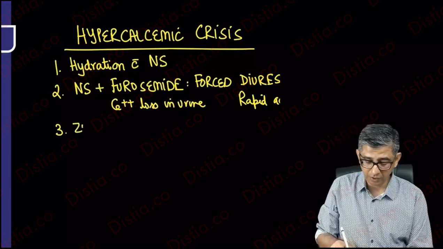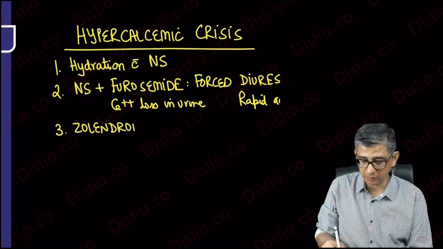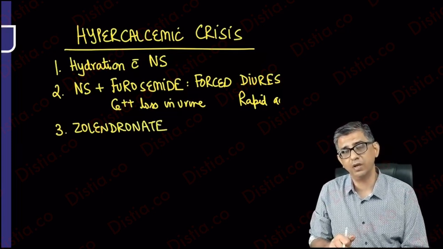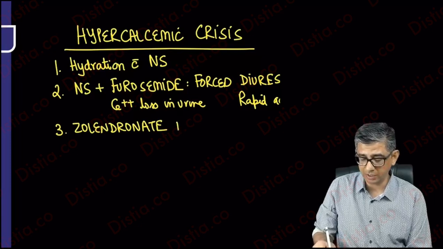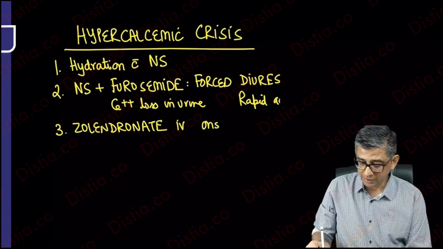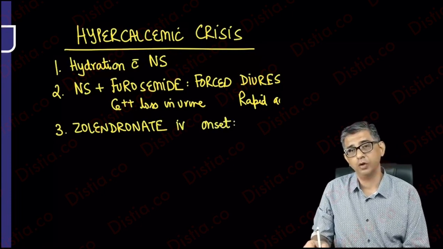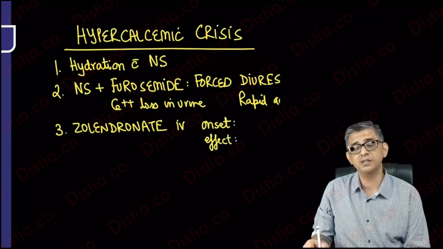If he says what is the drug of choice for management of hypercalcemic crisis, then your answer would be a bisphosphonate. The bisphosphonate that we are going to be using here is zoledronate, or we can be using pamidronate in the patient, which can be given intravenously. Why I'm calling it a drug of choice is not because it will act very fast. The onset of action takes a while.